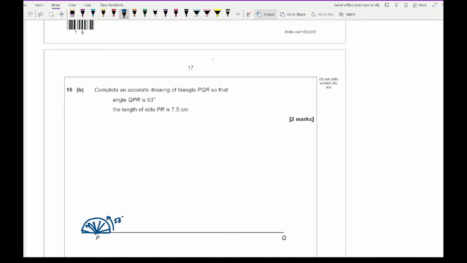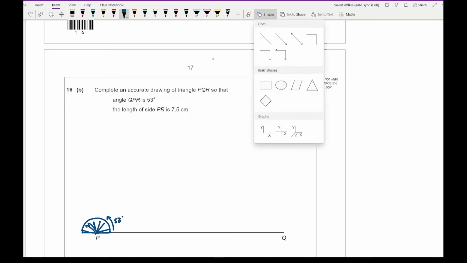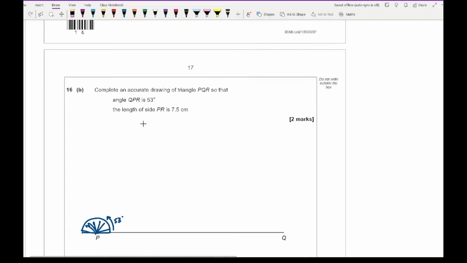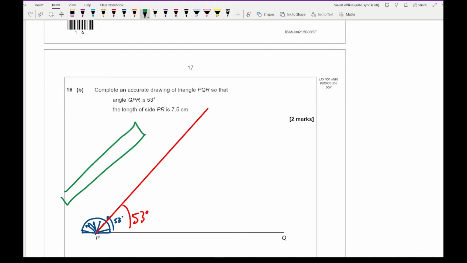Then once you've got that side of 53 degrees, let me just try and do that as accurate as possible. And let me use a different color. Once you've marked 53, you then want to draw a projection line, so that this angle here is 53 degrees. Then what you want to do with your ruler is measure from 0 at point P, measure 7.5 centimeters and put a little mark next to it.